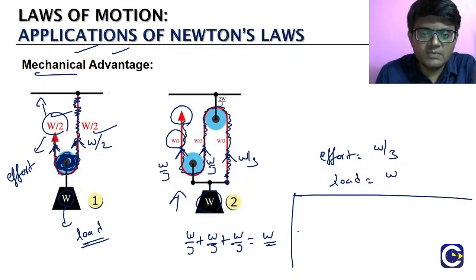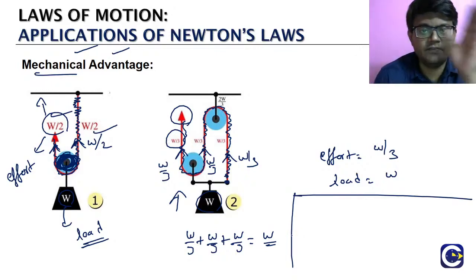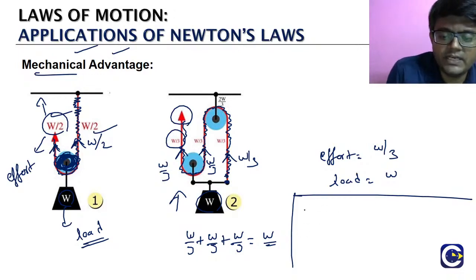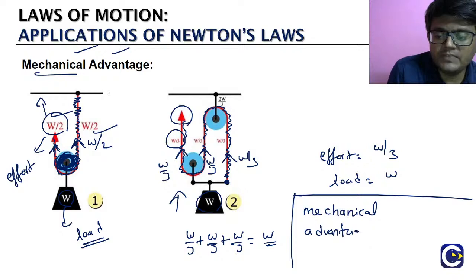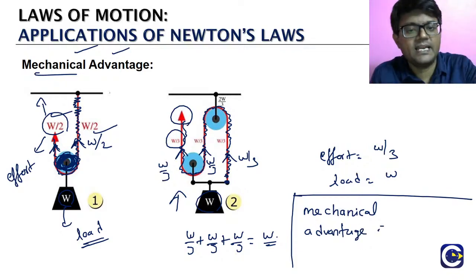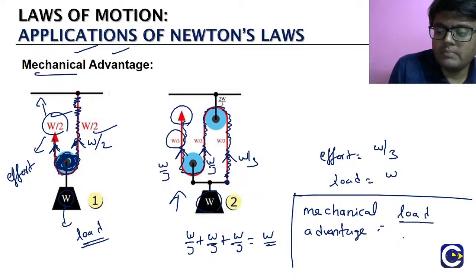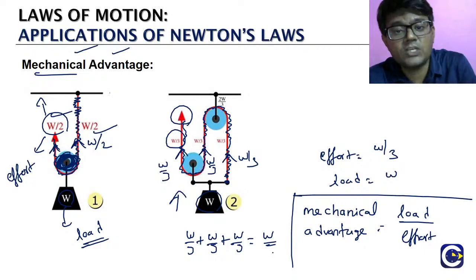Okay, a similar concept we are going to see when we go to the hydraulic lift. So here, we will define mechanical advantage like this. How? For any of these pulley systems like this, right? Mechanical advantage is defined as the load by effort ratio. That's all. What is the mechanical advantage formula?